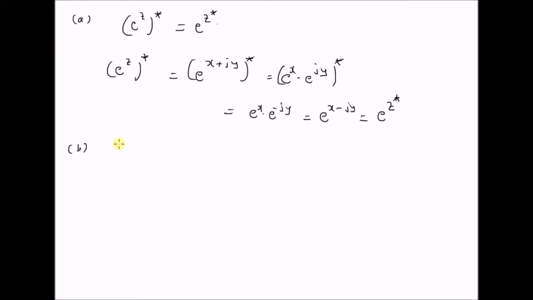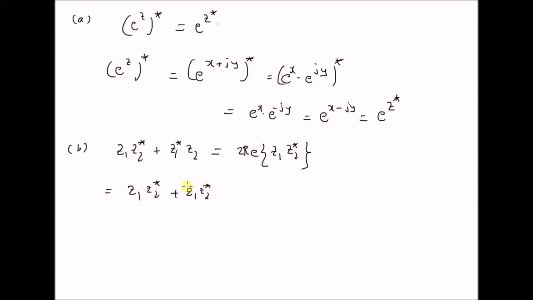Next relation is the following: z1 z2 conjugate plus z1 conjugate into z2 is equal to 2 times the real part of z1 into z2 conjugate. Starting with LHS, we have z1 into z2 conjugate plus z1 into z2 conjugate whole conjugate. That is, we are using the relation z1 into z2 whole conjugate is equal to z1 conjugate into z2 conjugate.